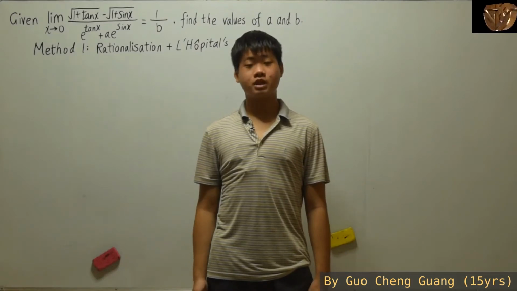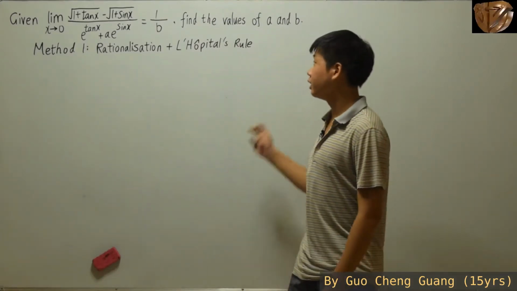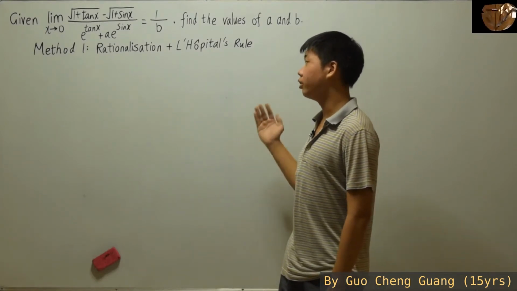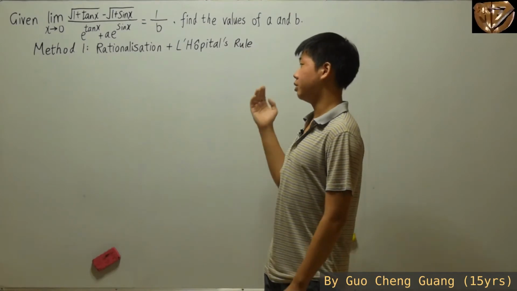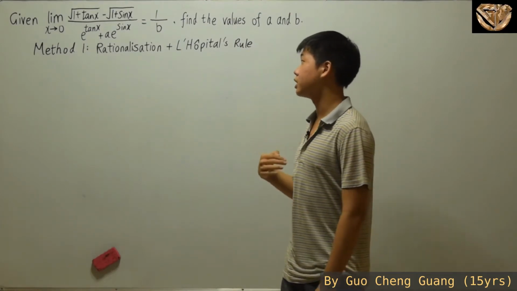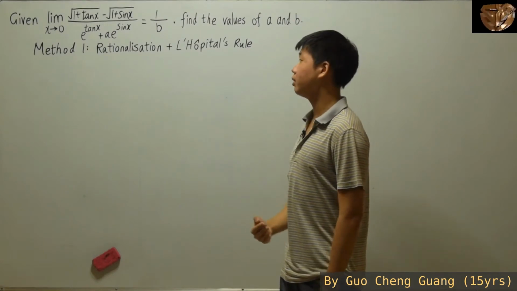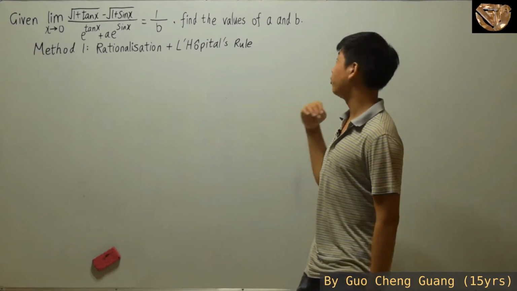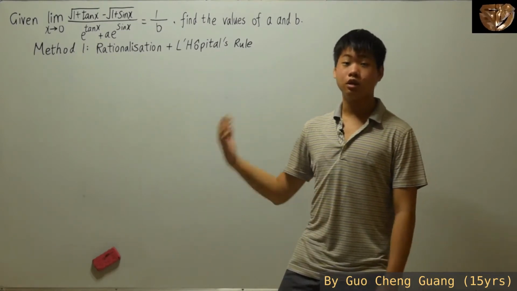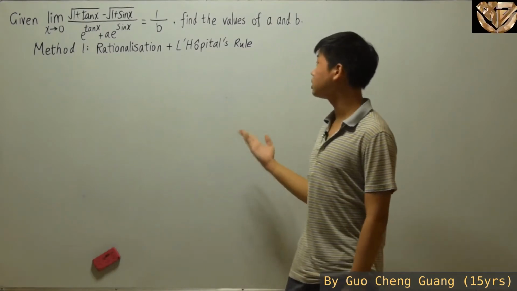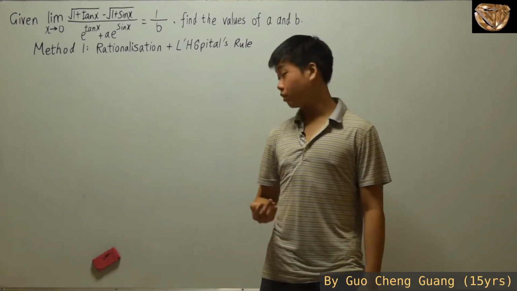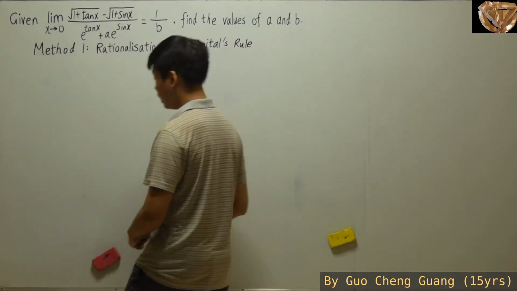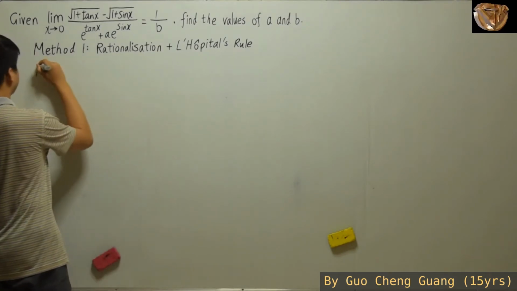In this lesson on limit calculation, once again, we're looking at this kind of example, where from the previous lesson we've already finished method 1 of this question. The question is: limit as x approaches 0 of (square root of 1 plus tangent x minus square root of 1 plus sine x) divided by (e to the power of tangent x plus a times e to the power of sine x) is equal to 1 over b, and we need to find the values of a and b. In the last lesson, we used the method of rationalization plus L'Hopital's rule. In this lesson, we will take a look at some other methods. Alright, so let's start with method 2.